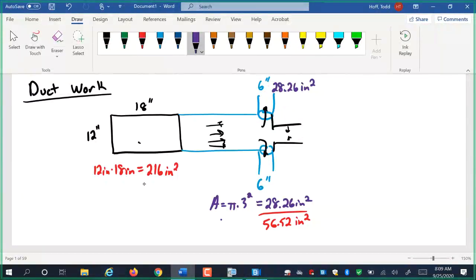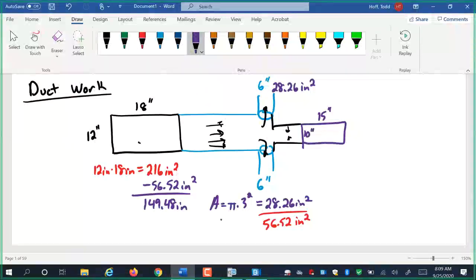So my previous area of 216, let's minus 56.52, gives us 149.48 square inches. So we might reduce this duct down to 15-inch by 10-inch, which would be 150 square inches, almost exactly what we need. And so as you go through the system, you need that reduction each time you branch off.